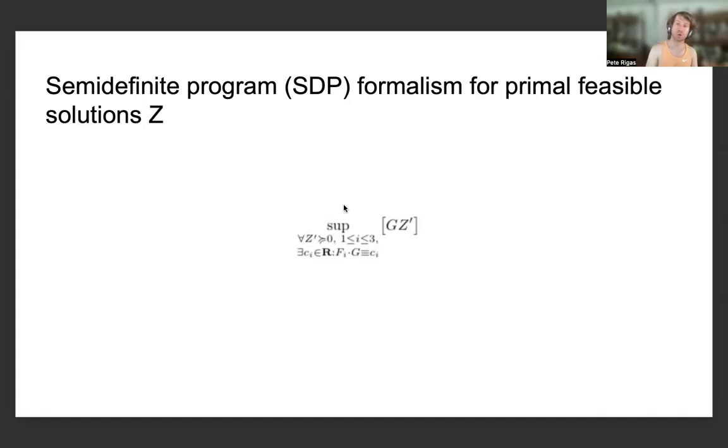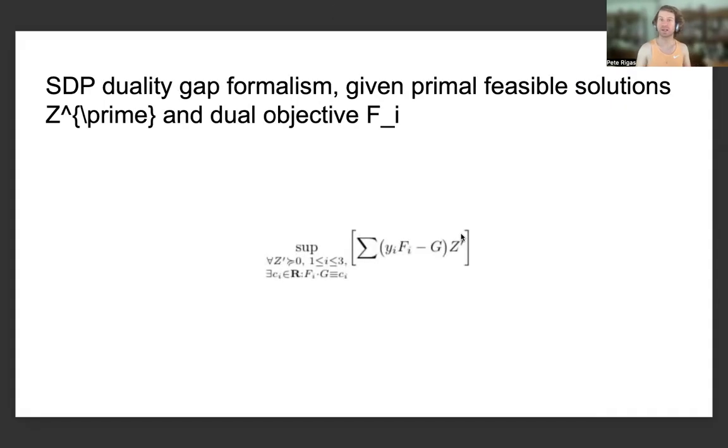And this again is given by the semi-definite program formalism of primal feasible solution Z prime, where we're looking at the game matrix times some objective Z prime, with a bunch of conditions taken with respect to the partial ordering of the positive semi-definite cone. Because this is the primal feasible solution Z prime for the 3 XOR game, we're looking at 3 constraints with little i between 1 and 3, asserting that for some other objective f sub i, multiplied by the game matrix, for each one of these i's the product of those 2 matrices is identically equal to c sub i. And we can form a semi-definite program duality gap formalism given primal feasible solutions Z prime and the dual objective y sub i, just by taking the objective we were optimizing over in the previous slide and subtracting off the summation over i of y sub i, f sub i.